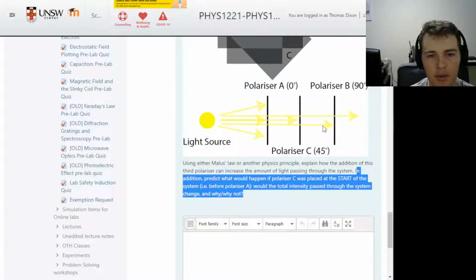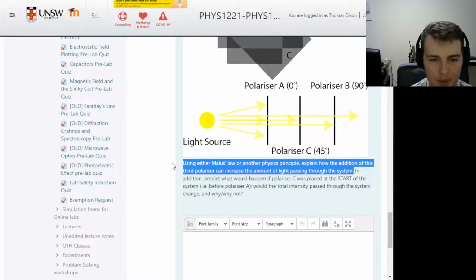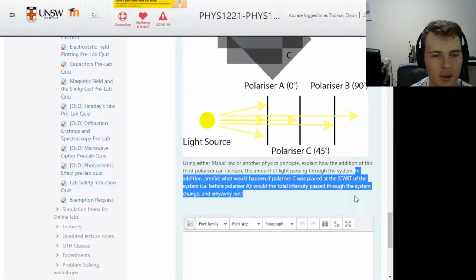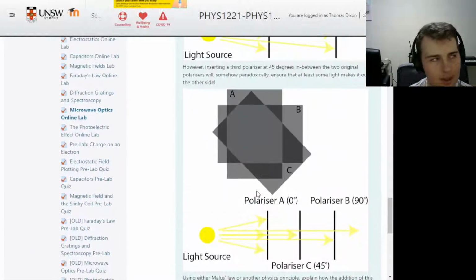You'd still get no light through, right? Because there'd be 2 polarizers at right angles to each other. No matter where you put this third polarizer C, at the front or the back, it doesn't matter. It's not going to let any light through, right? So those are the answers, right? So some sort of Malus's law explanation, and no light through because of Malus's law. Anyway, whatever, that's the easy one.